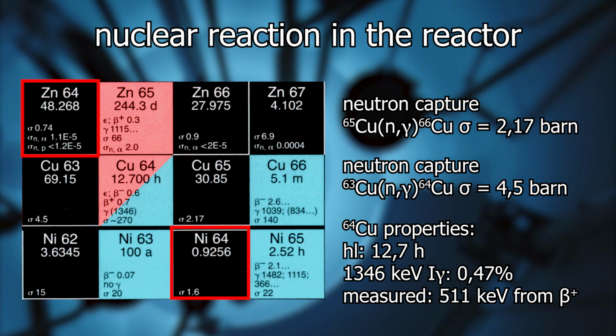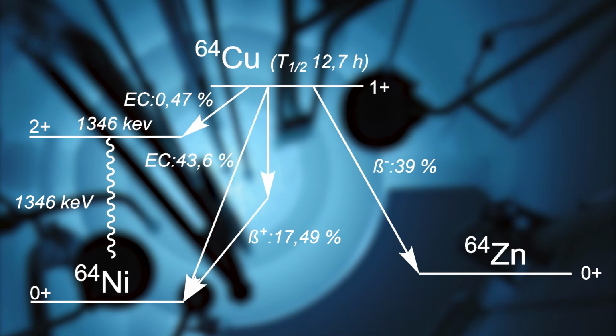To illustrate this, let's take a look at the decay scheme. 61.5% of all copper-64 decay results in nickel-64. 17.49% of all decays are beta-plus decays, and the remaining 44.1% of all decays go right into nickel-64, and these are electron captures. And only 0.47% occur via this excited nickel state with the associated 1300 keV line.